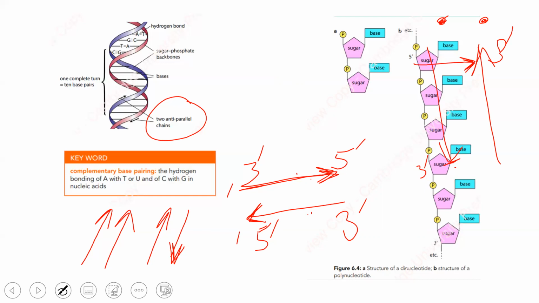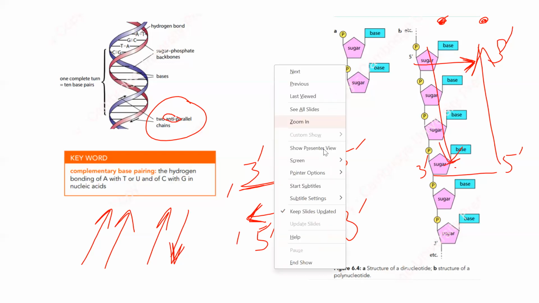which makes sense because 5 prime always coincides with 3 prime. It's like opposites attract each other. 5 prime will attract 3 prime and 3 prime will attract 5 prime, and there is no way around this, which is why they're called anti-parallel chains. They are parallel to each other but anti in direction. Okay, so I hope this is clear. Is it clear for you too, right?